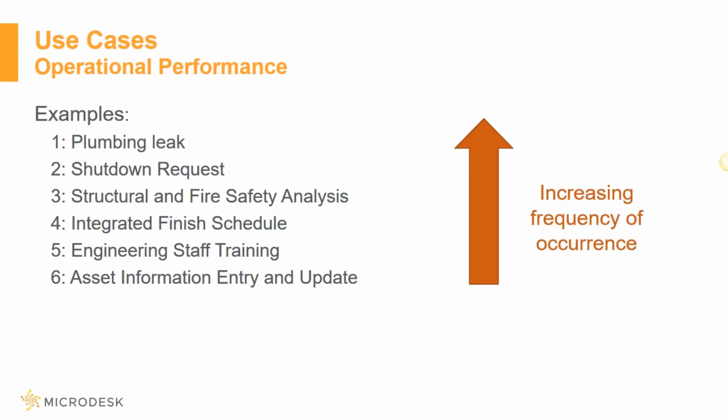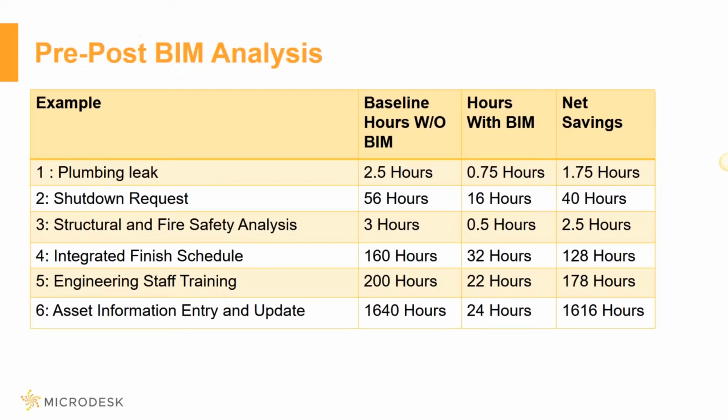For the plumbing leak, the first column shows what the baseline looks like without BIM, then we look at the hours with BIM and then the net savings. The baseline hours without BIM for a plumbing leak: you say, okay, it's 2.5 hours to resolve a plumbing leak. Doesn't sound all that terrible. The hours with BIM, however, are down to 3/4 of an hour. So you save just shy of 2 hours on each event.